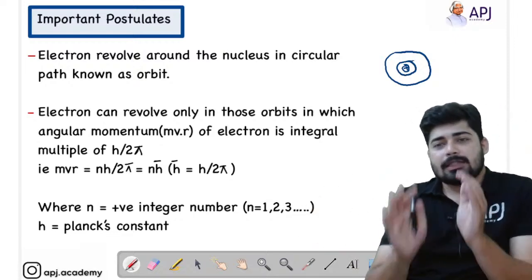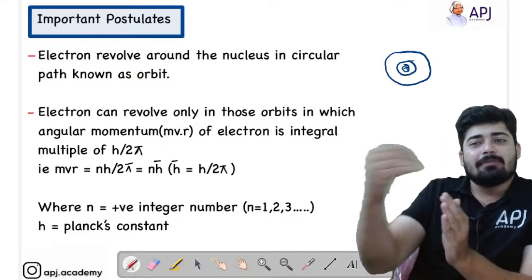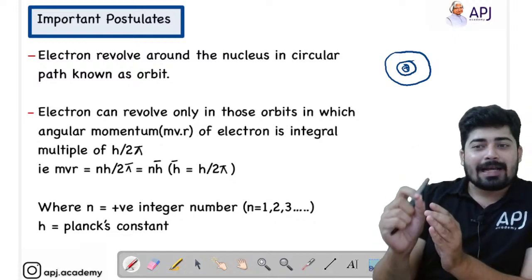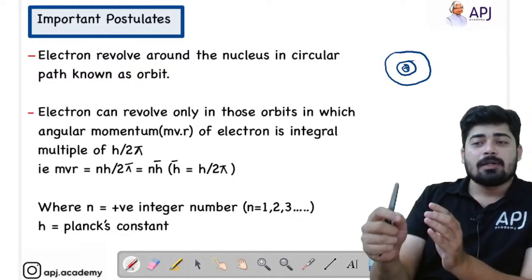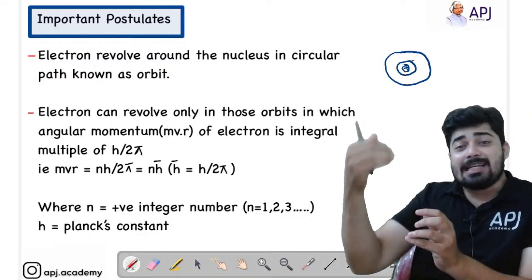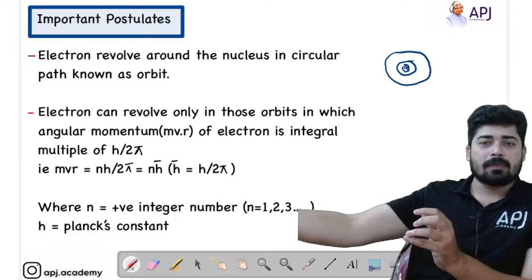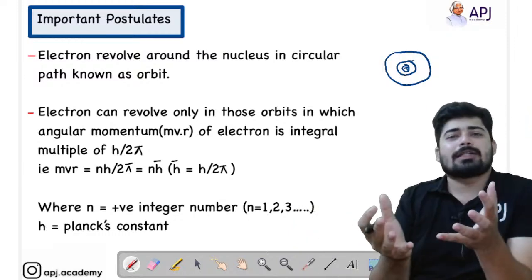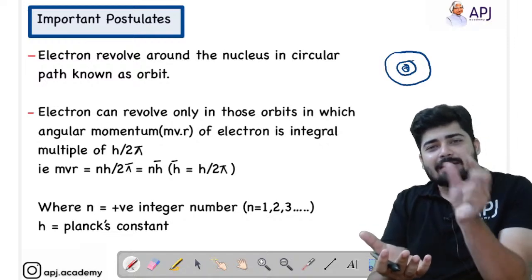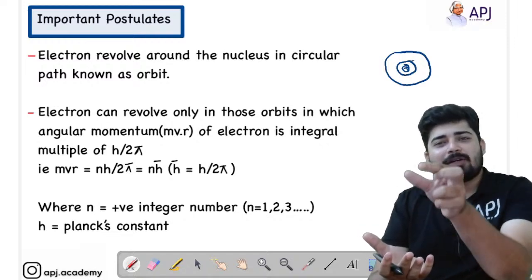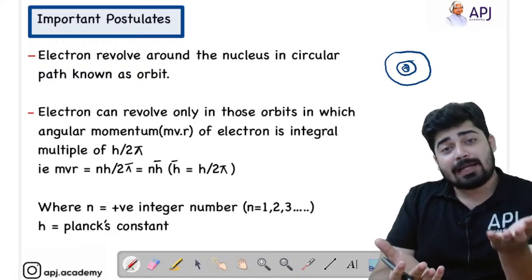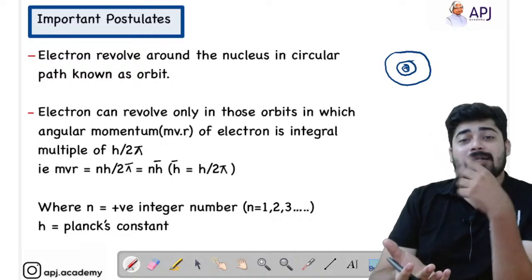See, this postulate was one of the limitations of Bohr also. You know why? Because he couldn't explain why he took the angular momentum of the electron as an integral multiple of h by 2 pi. He simply used the term h by 2 pi because he got some constant value similar to the value of h by 2 pi. But he couldn't explain why that constant came in the relation.